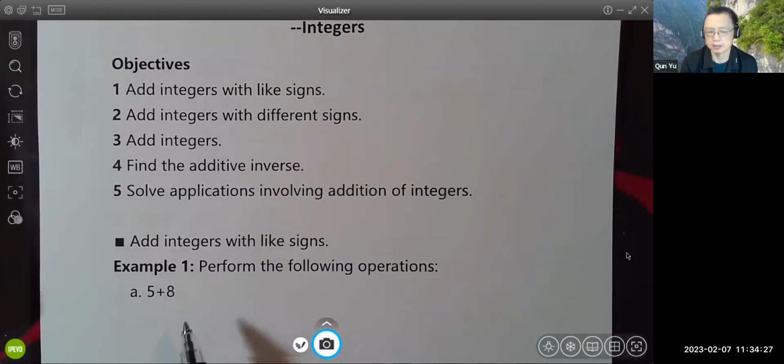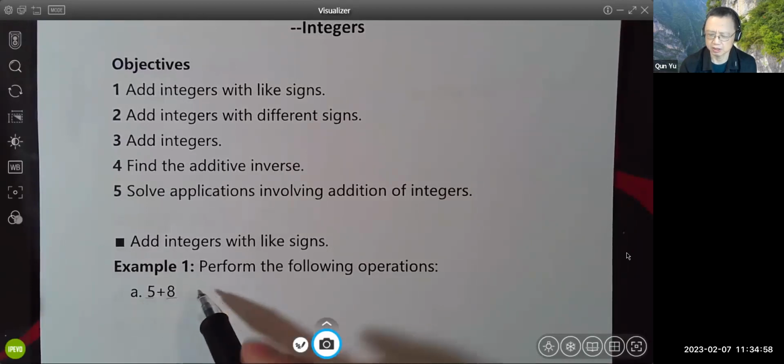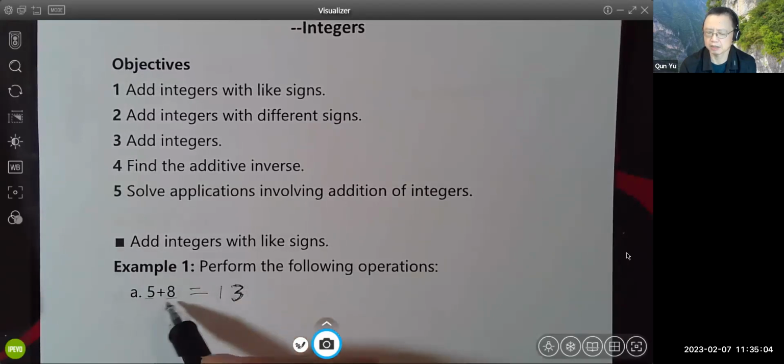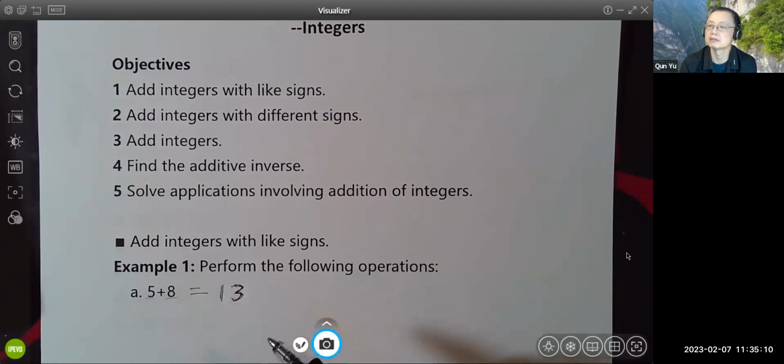First, we want to learn how to add integers with like signs, which means the two integers have the same sign, either both positive or both negative. So let's look at our first example. 5 plus 8. I know you already know the answer, but we want to know the basic principle when you add integers with like signs. Both are positive, you already know the answer is 13, right? So basically both positive, that means these two numbers go in the same direction and they will add up. So we have 13.